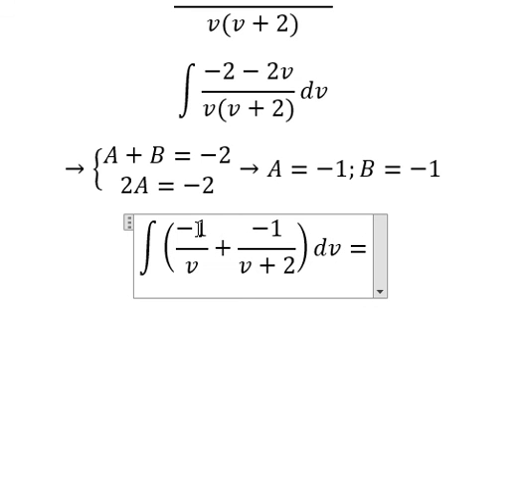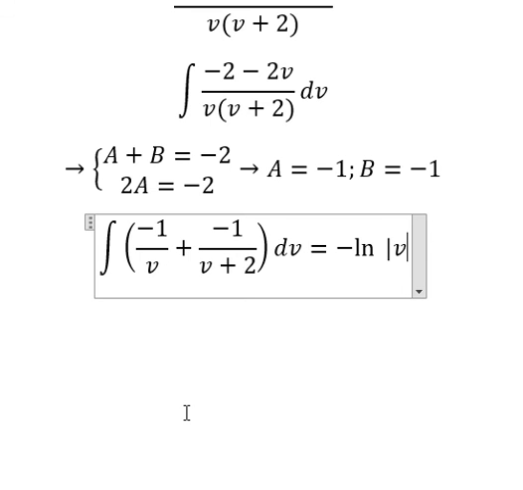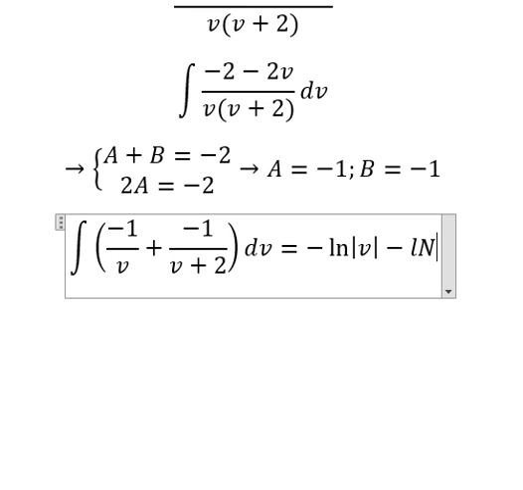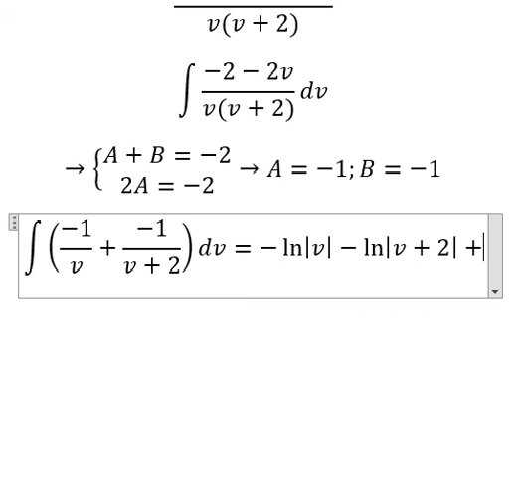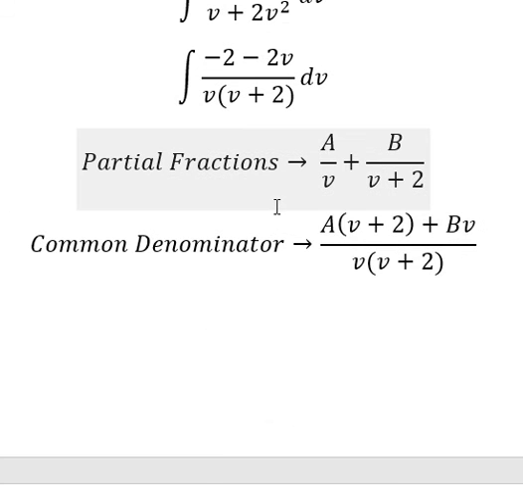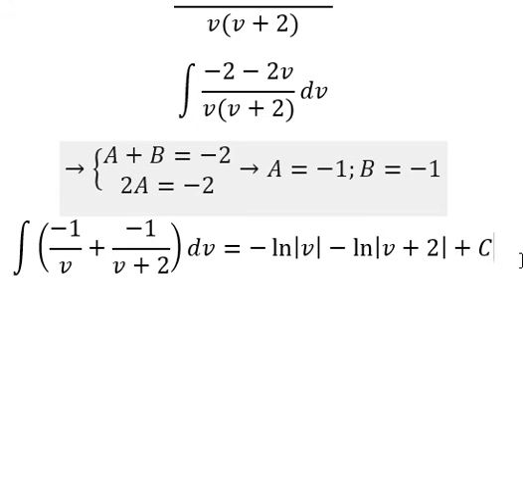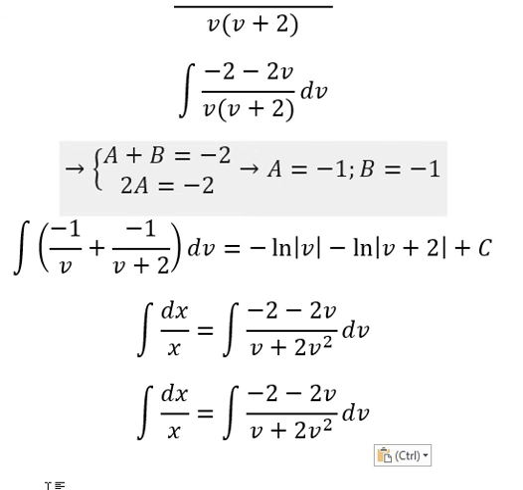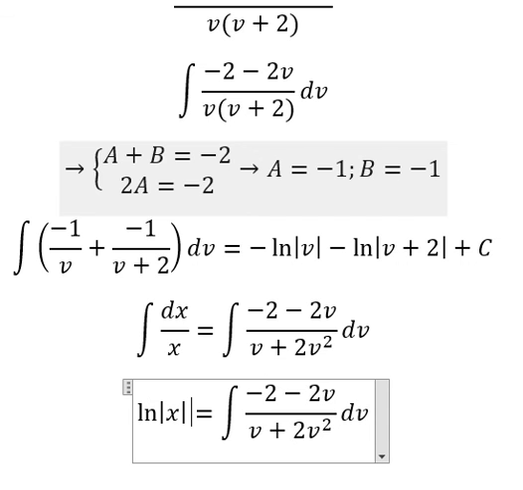The integral of negative 1 over v, you get negative ln of the absolute value of v. Similar for the second one. And we put c. Now we need to return back to this one. The integral of this one, you get ln of the absolute value of s. The integral of this one, that's about this one.